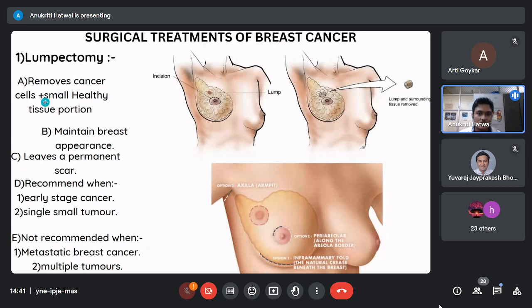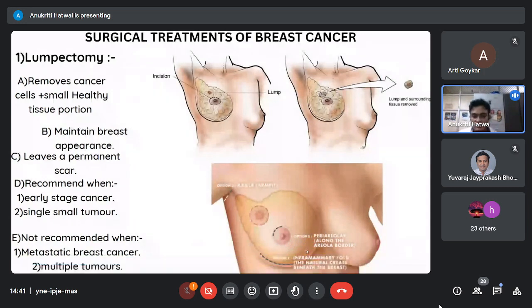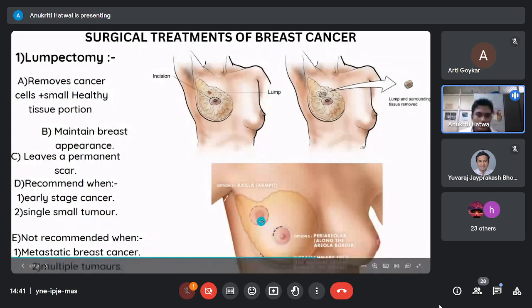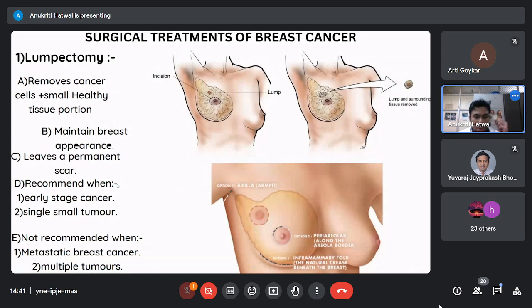Now, in the diagram given below, there are three surgical incision options, which include the axilla, periareolar, and inframammary incisions. The periareolar and the inframammary incisions are good options as they allow the concealment of scarring below the bras and the bathing suits. The surgeon generally recommends the lumpectomy when the cancer is in the early stage or if the tumor is small and single, and does not recommend the lumpectomy when the cancer is metastatic or in the last stage.